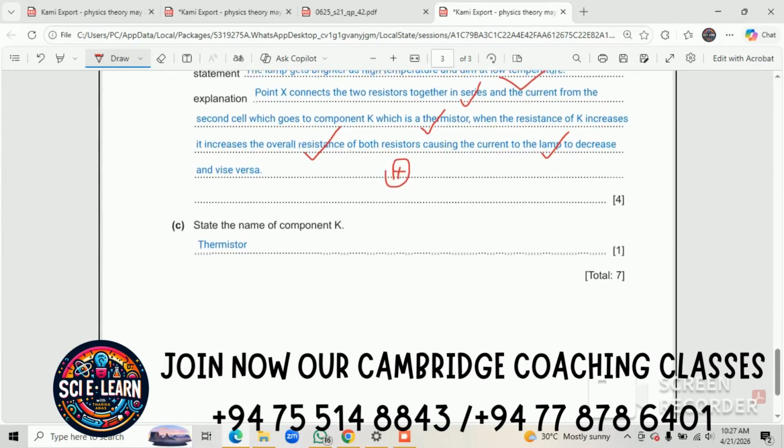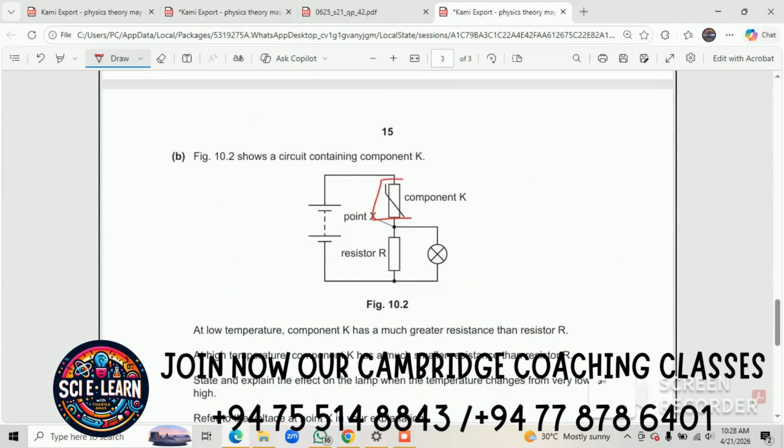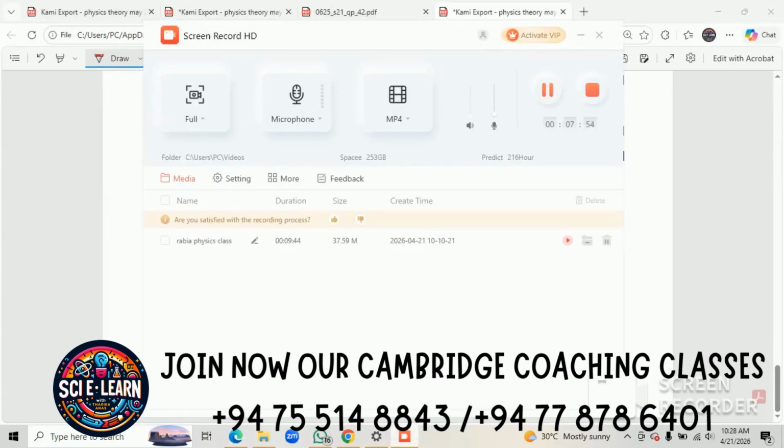Next, state the name of the component K. That is the thermistor. This one, right? The component K, that is the thermistor. Okay, so 1. Good. 7 out of 7. Perfect. So next, we have only one more question left, and I want you to try the 11th one. Yeah, go for it.